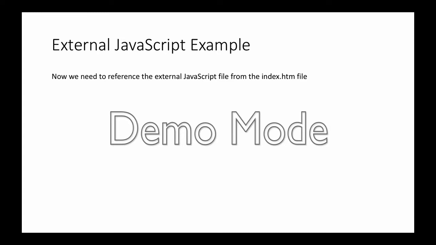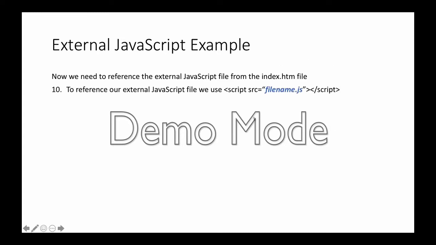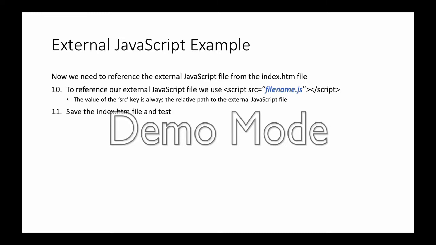Now we need to just reference the external JavaScript file from our HTML file. To do that, we use the convention script src equals the file name.js. In this instance, it will be script.js and then the closing script tag. And the value of the src, or the source key, is really the relative path to the external JavaScript file. Once we've done that, we will save our index.html file, and then we'll test to see that our label is now interactive again.